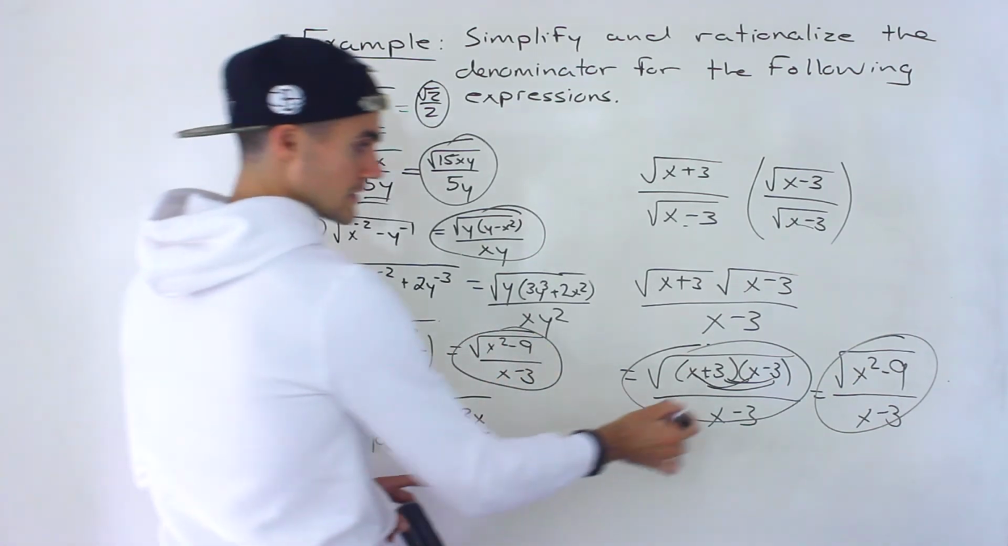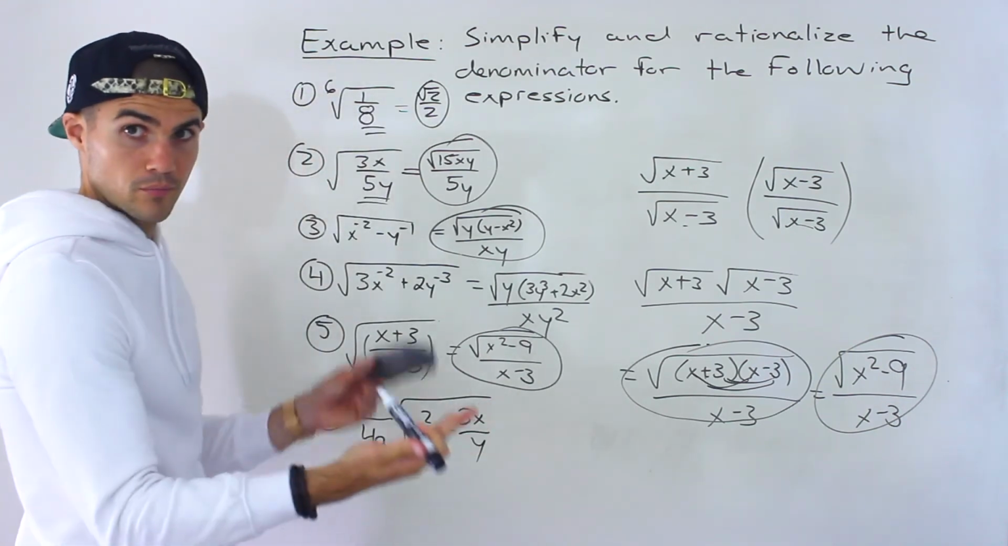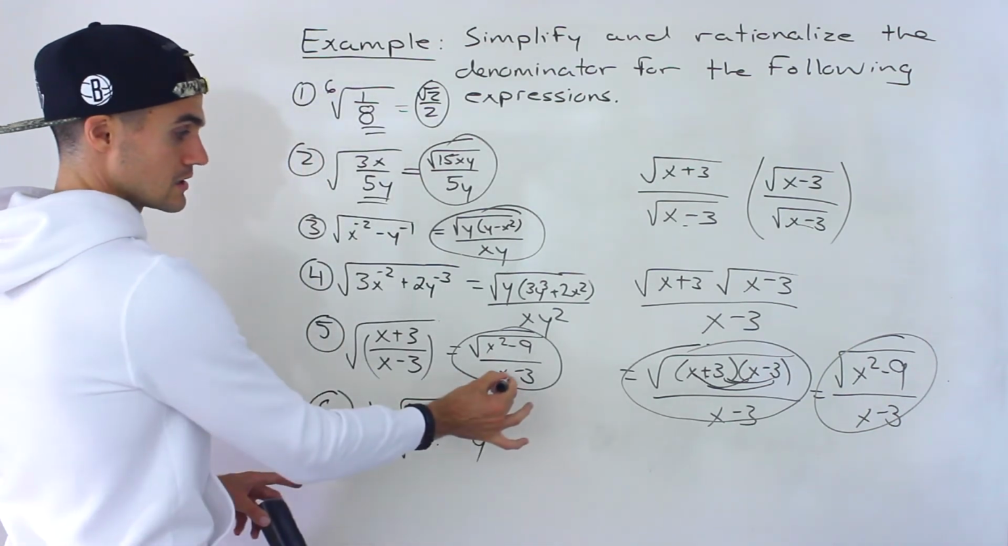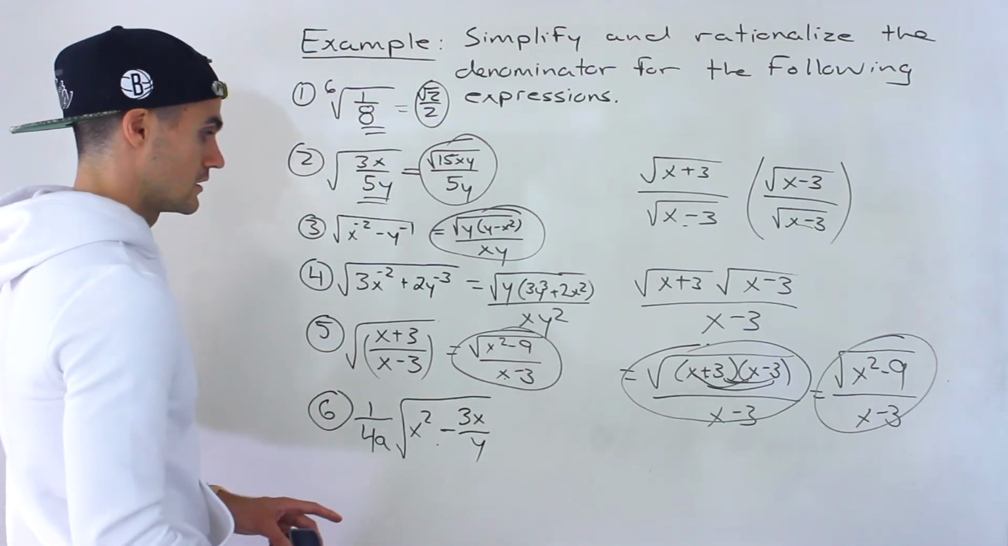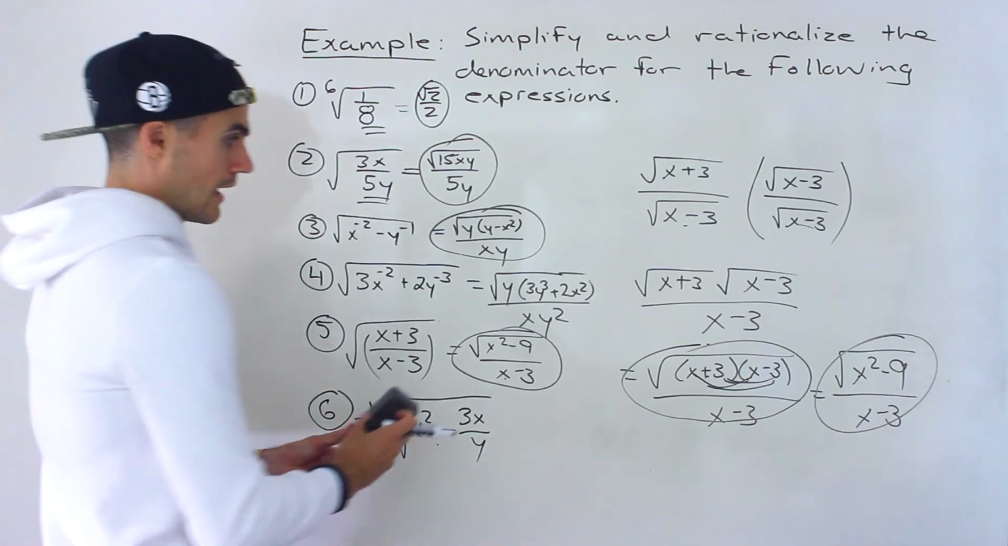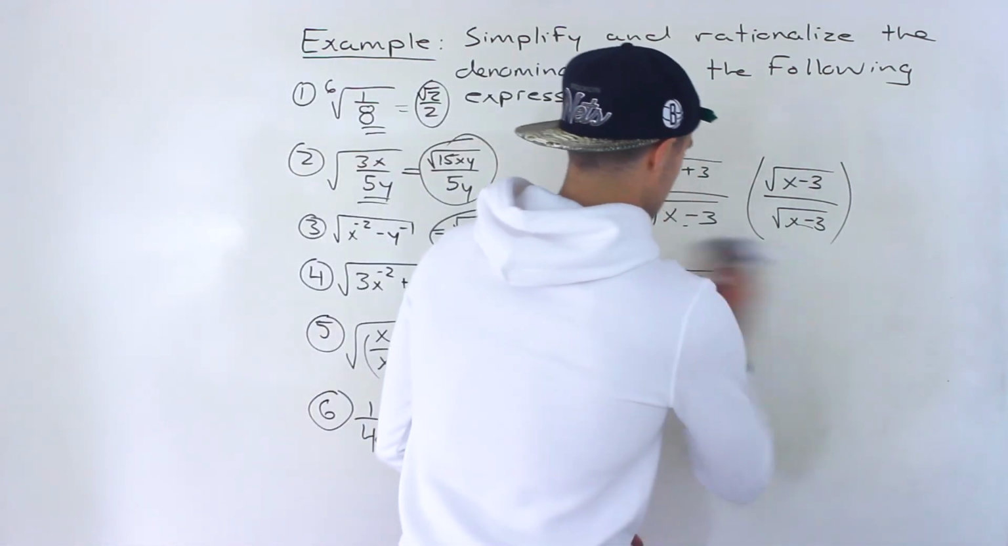However, again, you may see this format come up. Both of them are the exact same thing. The point is, there's no radical in the denominator. And then finally, number 6.